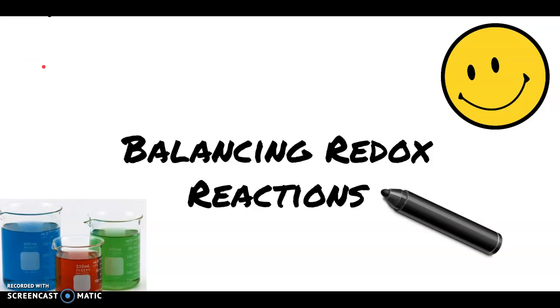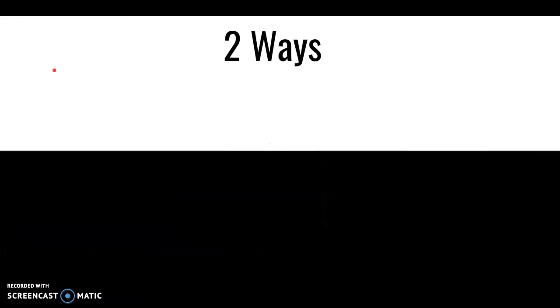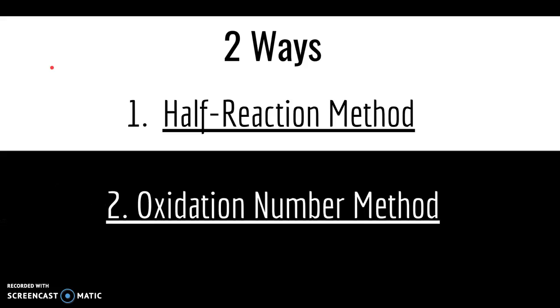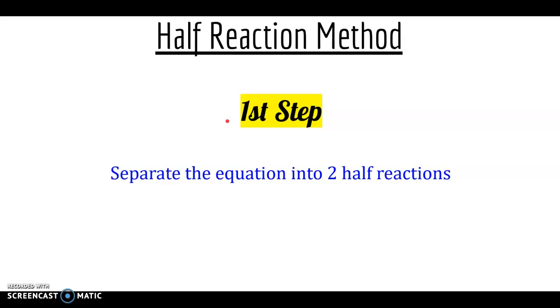Hello everyone, I'm going to be talking about one of the most important aspects of electrochemistry in Chemistry 12. That's right, today I'm going to be talking about balancing redox reactions. There are two different ways that you can go about balancing a redox reaction. You can go with the half reaction method, or you can go with the oxidation number method. Let's start off with the half reaction method first.